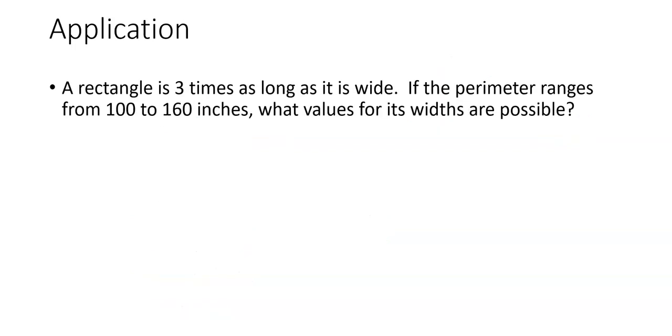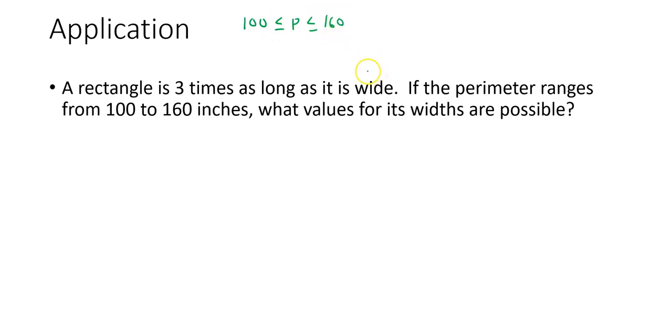All right, and this is the last example of a rather long video, but here we go. A rectangle is 3 times as long as it is wide. If the perimeter ranges from 100 to 160 inches, what values for its widths are possible? So the perimeter ranges from 100 to 160, meaning I can include the 100 and I can include the 160.